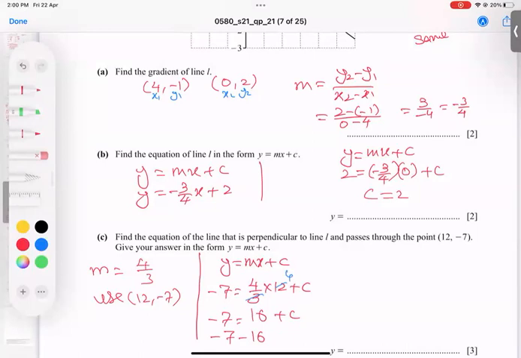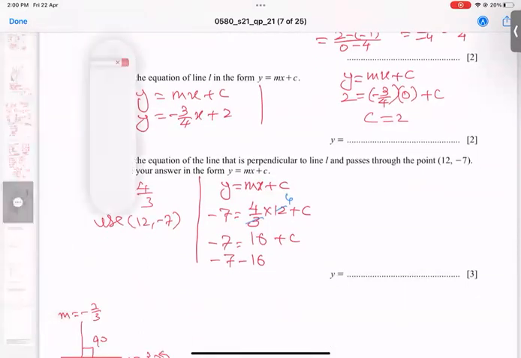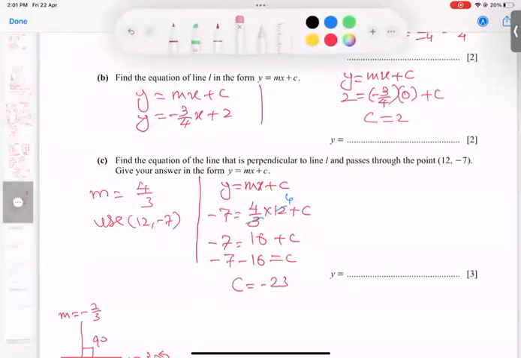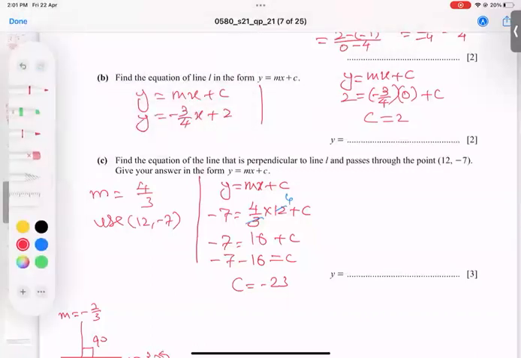And I get here, wait a minute, I'm getting negative 23. So the answer finally is what? The answer is y equals mx plus c. m is this, c is this. So the final answer is y equals 4 over 3 times x, and negative 23 is my final answer.